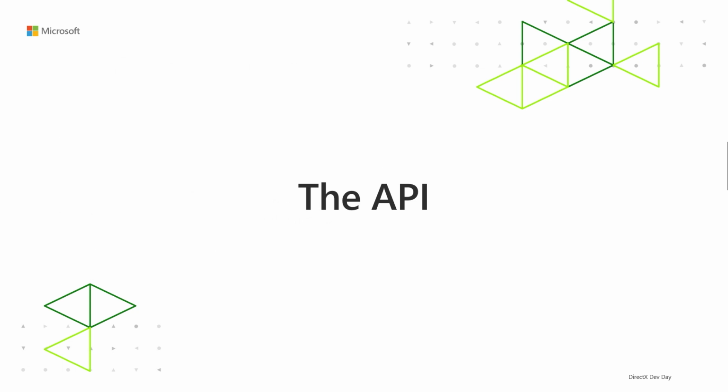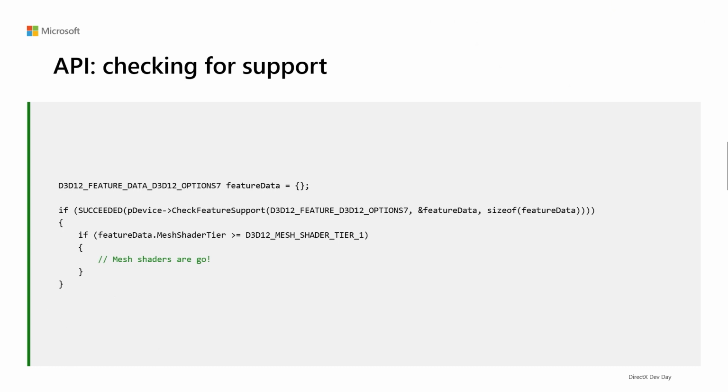So what does the API look like? We're developers here, we want to write some code. This slide's rather trivial. You should check for support. You do this by looking for the D3D12 Options7 and look for the mesh shader tier enum. That will tell you whether the GPU you're running on supports mesh shader.